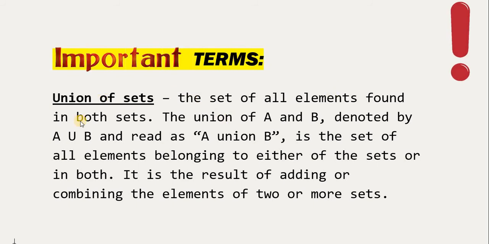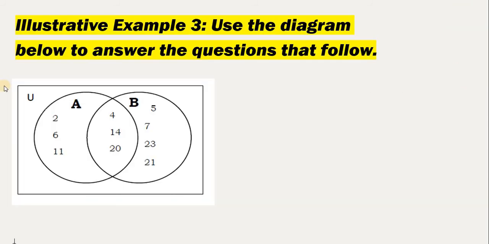Another important terms, we have what we call the union of sets. The set of all elements found in both sets. The union of A and B, denoted by A union B, and read as A union B. So, ganun natin siya basahin pag nakakita niya. Okay? So, ito yung symbol na ginagamit natin for union. It is the set of all elements belonging to either of the sets or in both. It is the result of adding or combining the elements of two or more sets. So, pag sinabi natin union, combination of sets. Yun siya. Okay? So, example, use the diagram below to answer the question.